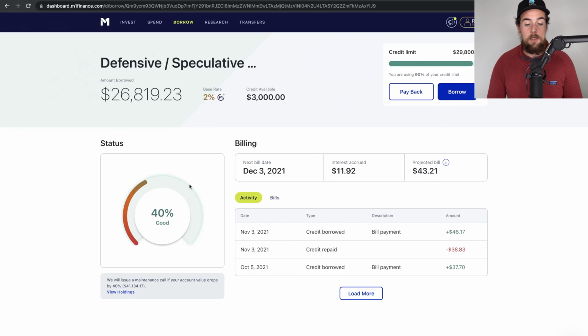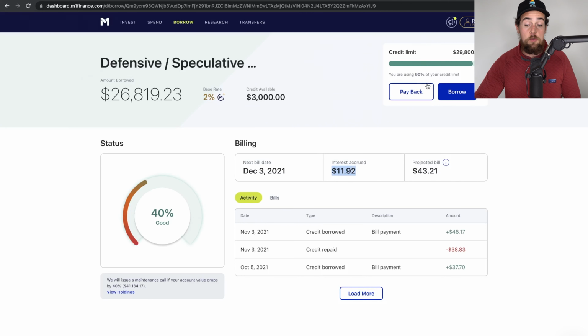It does say we will issue a maintenance call if your account value drops by 40%. So my account value would have to drop by about $41,000 instantly or over a period of time. If that were to happen, at that point, they may sell some of my stocks to pay back this loan. You can see where I borrowed and then where I've repaid, as well as how much interest I've accrued.